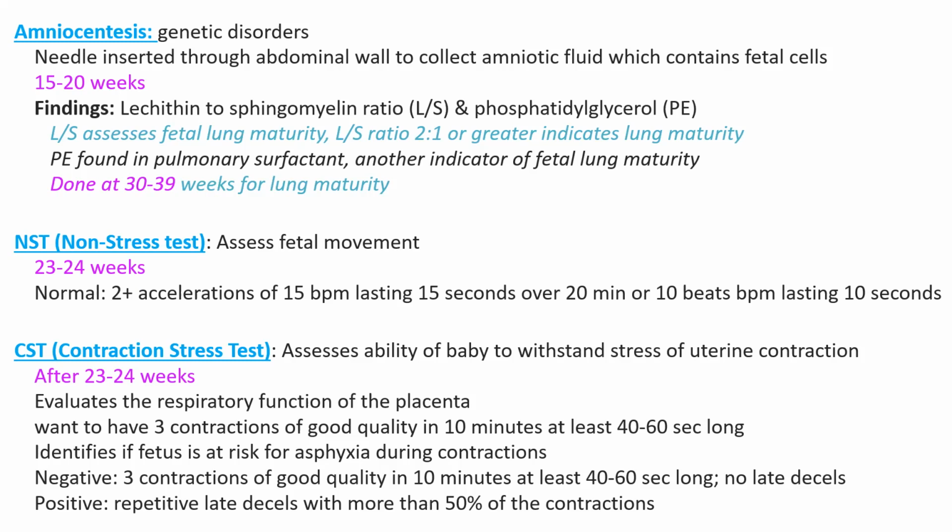We're looking for 2 accelerations of 15 beats per minute lasting 15 seconds, over 20 minutes, or 10 beats per minute lasting 10 seconds. Where then we're going to have a stress test, a contraction stress test. We're going to be looking for the ability of our baby to withstand the stress of uterine contractions. So this is really testing our body to see how it's going to react to pregnancy. We're going to look at the fetal heart monitor to see their heart rate during the stress, okay? Then we're going to look at the respiratory function of our placenta.